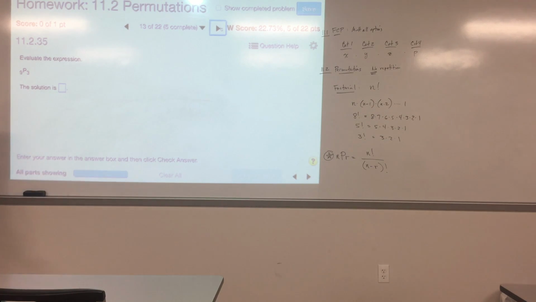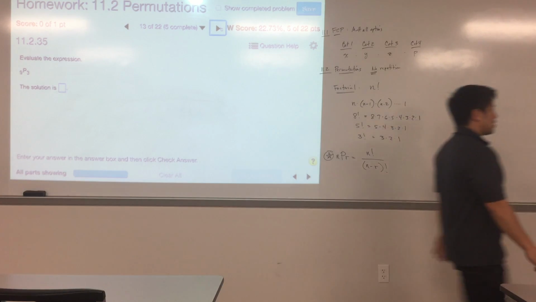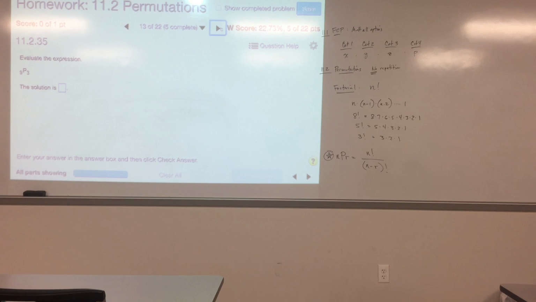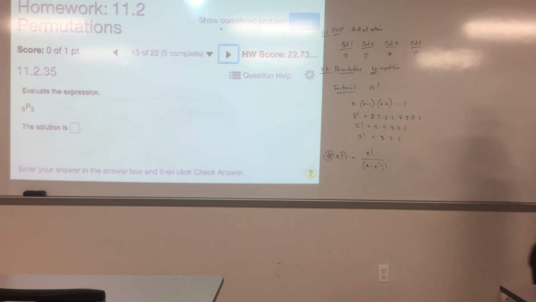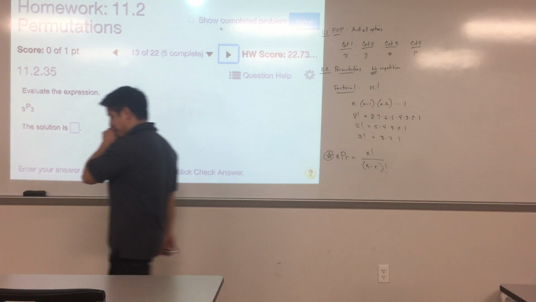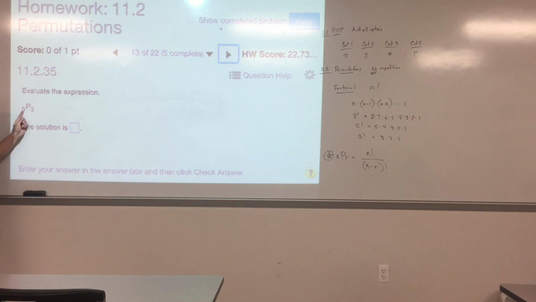So, what we see here is 9P3. Let me zoom in just a little bit. This is 9P3. What they're saying is we have 9 things to choose from, and we're taking 3 items at a time. How many different sets of 3 can we take? Does that make sense? Let's look at this one more time.